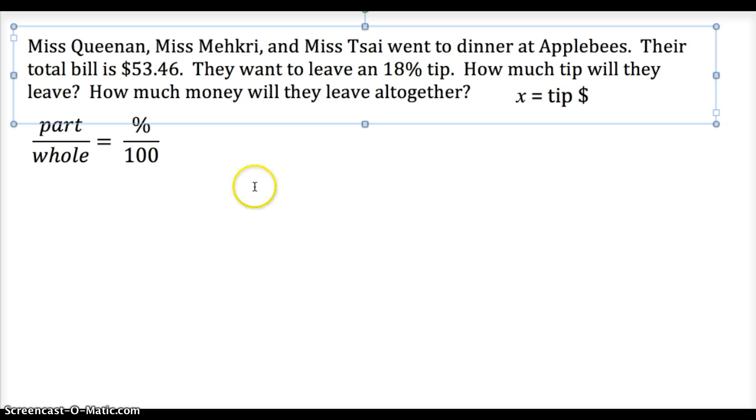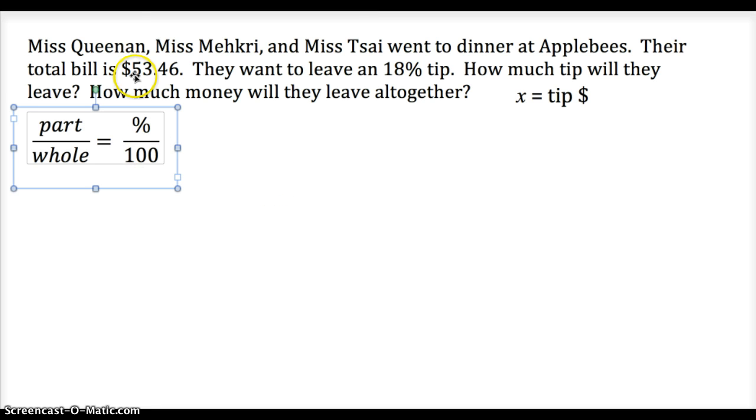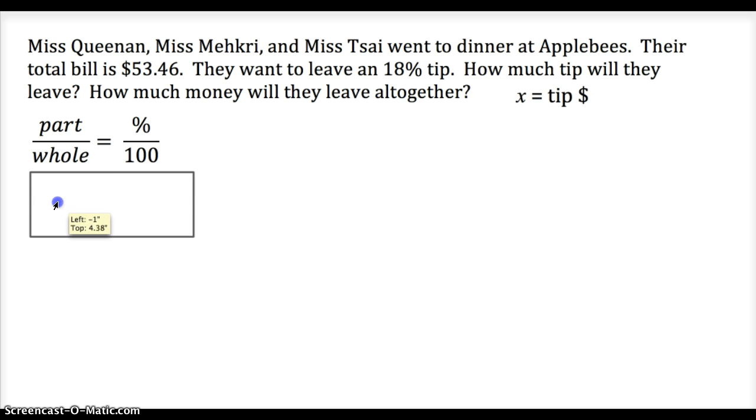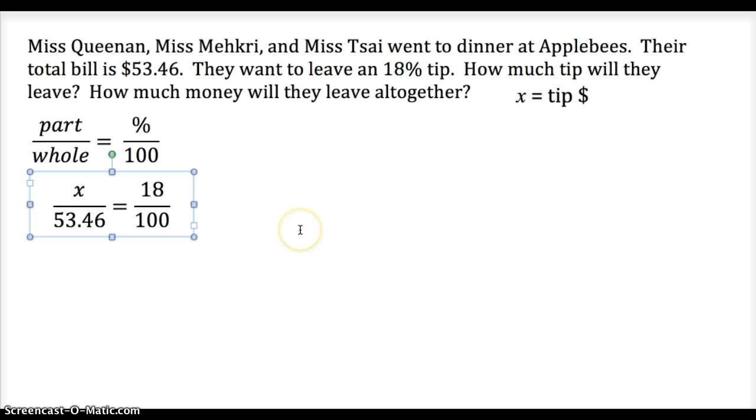Now we just start plugging in the values that we know. We know that the total bill is $53.46, so that's going to be our whole. Total and whole are the same thing. We also know that they want to leave an 18% tip, so we know the percentage of the tip. We're going to put that in this area. So far, we plugged in our $53.46 and our 18%.